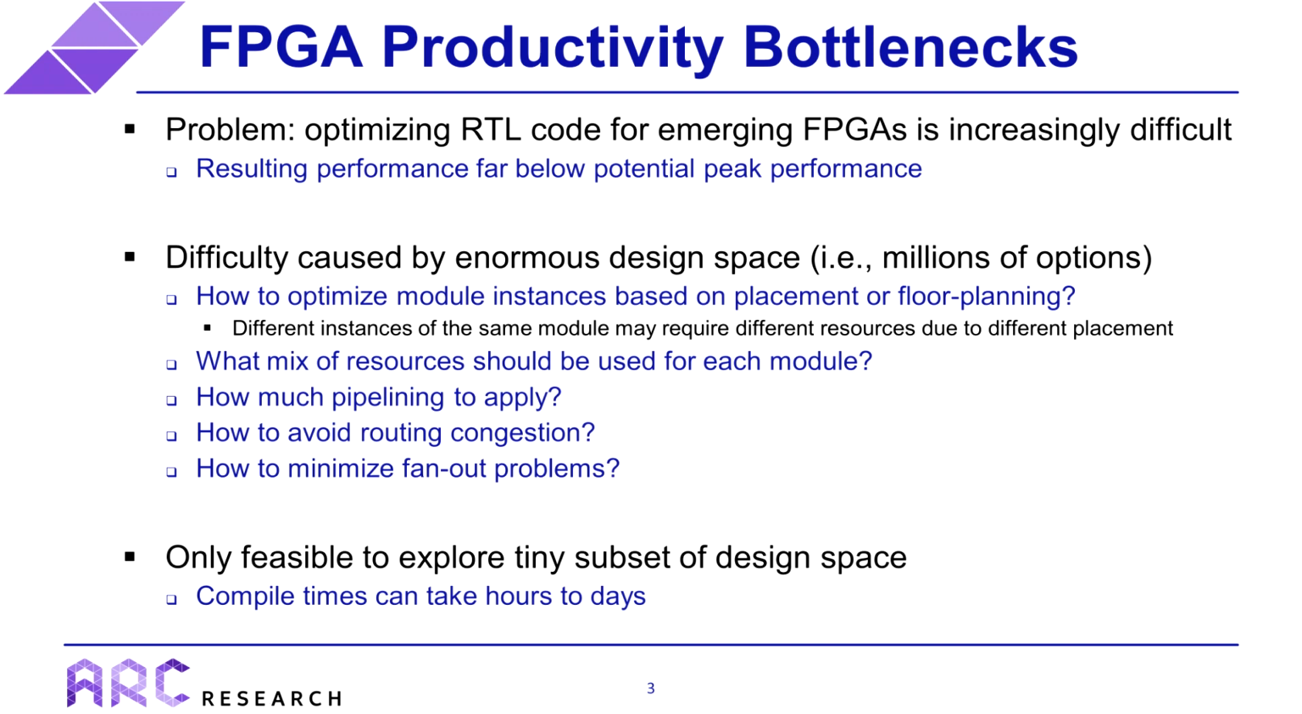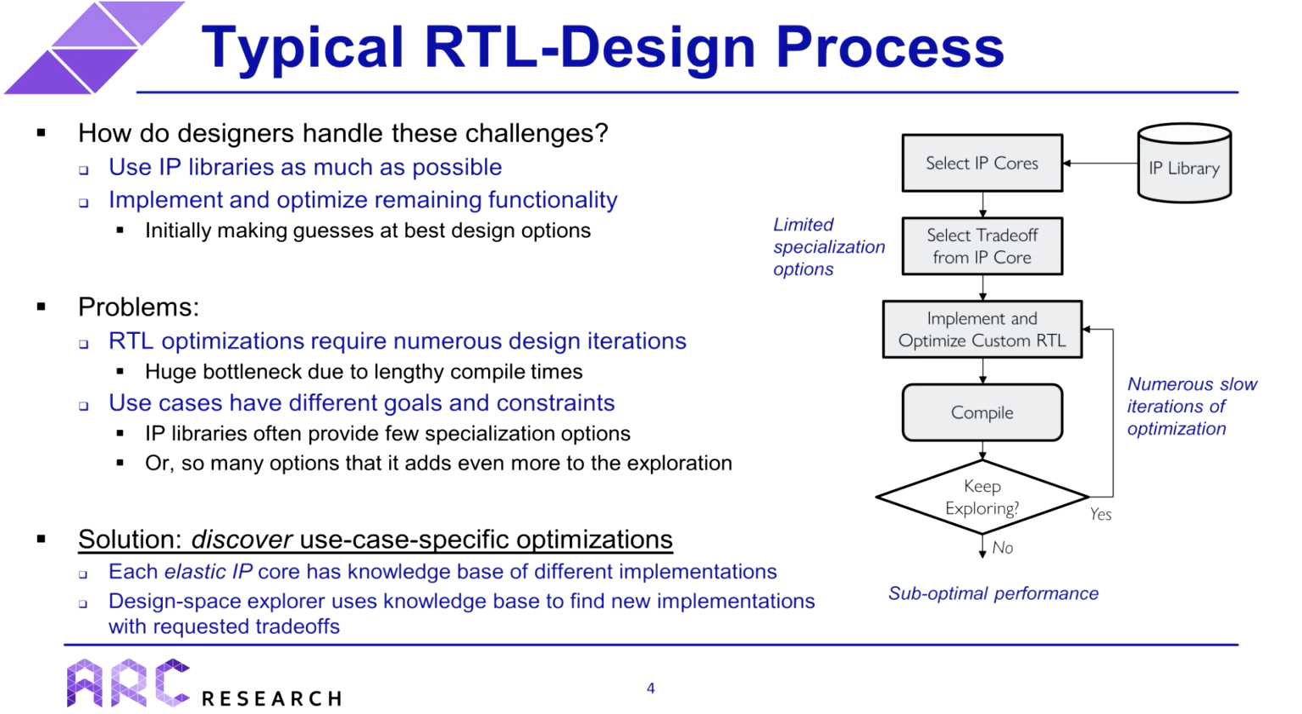And figuring out how to avoid or minimize this routing congestion then requires a ton of exploration into different fan-out strategies and different techniques to reduce resources. So ultimately, the combination of all these challenges make it only feasible for a designer to explore a tiny subset of the possible options. And this problem is worsened by the fact that compilation can take hours or even days for newer FPGAs. So how do designers currently handle these challenges?